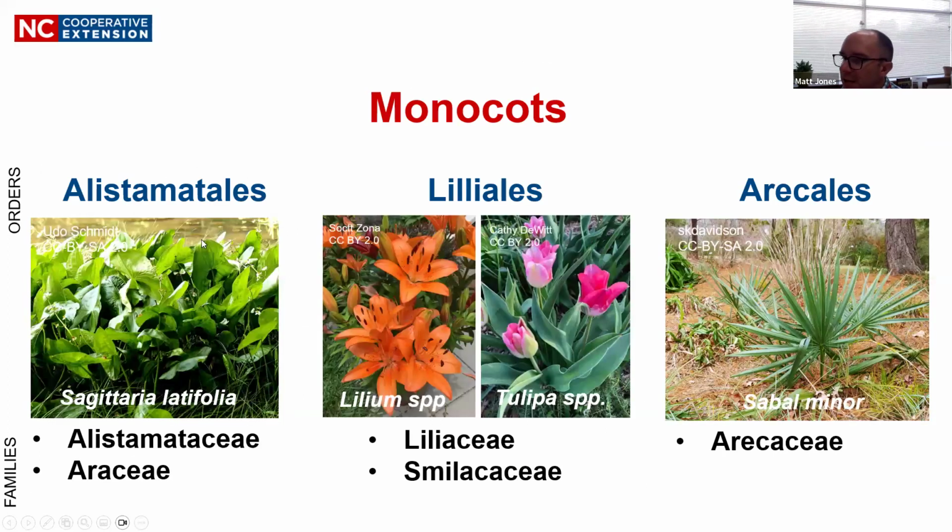The Alismatales order includes the Alismataceae, which are some aquatic, wetland plants like Sagittaria, such as Sagittaria latifolia, which is called duck potato. It's an important wetland plant in the southeast. The Araceae includes many familiar tropical plants, including some that are house plants like Monstera and Pothos and Anthurium.